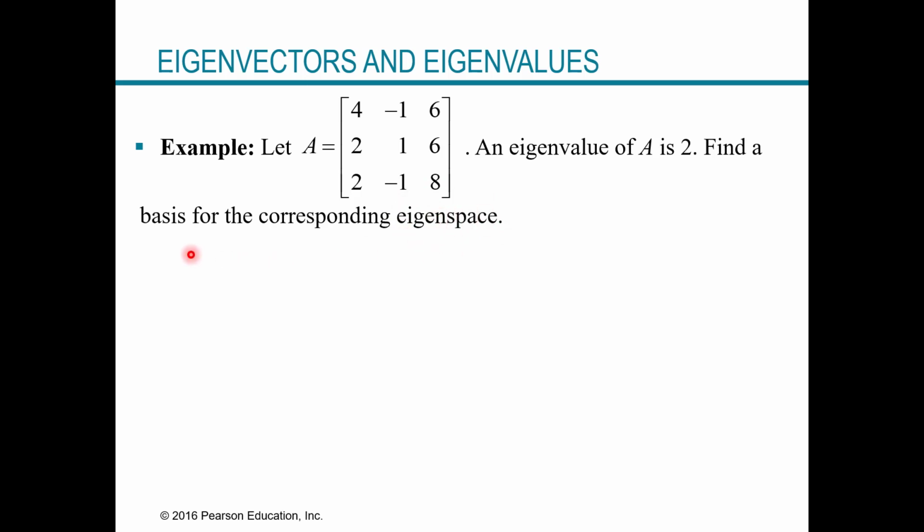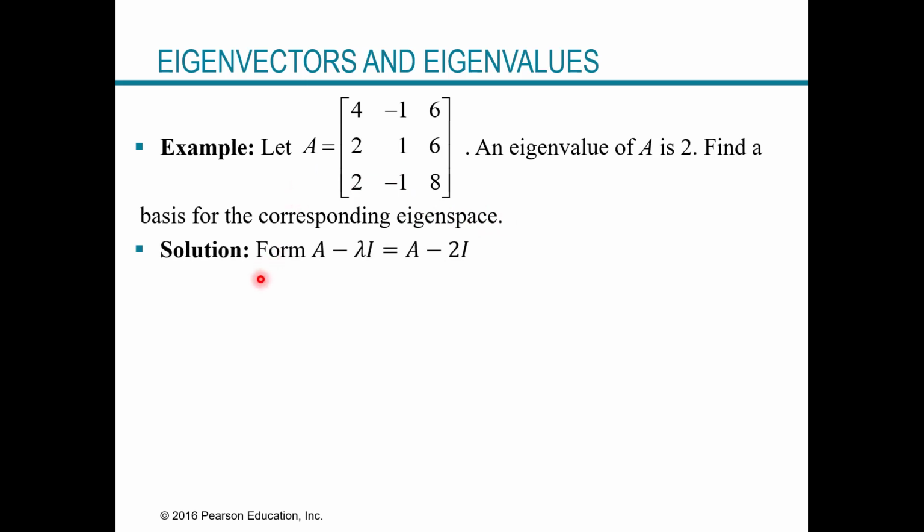Okay, and remember we've talked about a basis in the past. Basically, think of it like a foundation that could form the whole space by just taking multiples of what's in the basis. So we're looking for the foundation vectors that would allow us to eventually form the whole space. In our case, it's this eigenspace for this matrix.